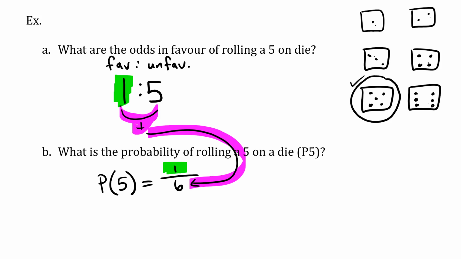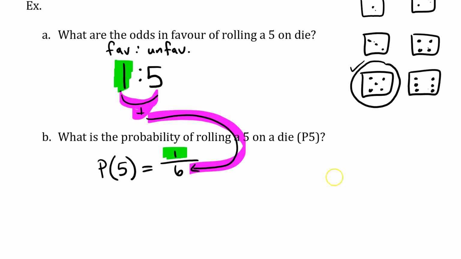Another way of thinking about odds here, when we're talking about this specific rolling of a die, is that we're going to roll a 5 once for every 5 rolls of a non-5. So 1 to 5 non-5s. I hope you understand what I'm talking about. I'll kind of say the same thing for the next one.